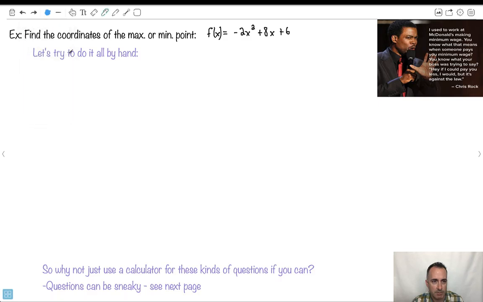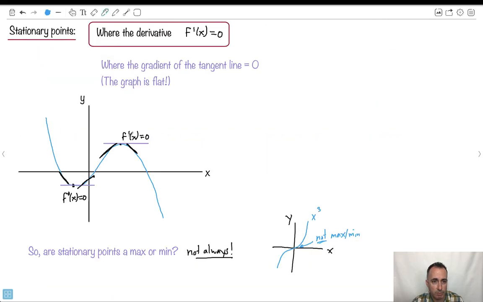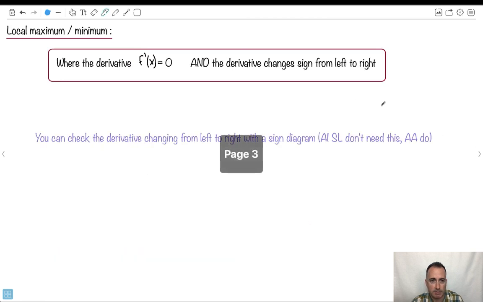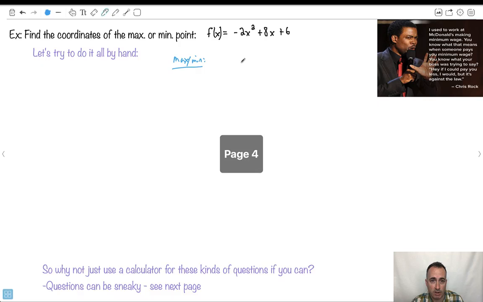So what do we say about the maximum or the minimum? At a max or min, what happens? Remember, the derivative equals 0 at a max or a min, and it changes sign. So let's first of all start by setting the derivative equal to 0.